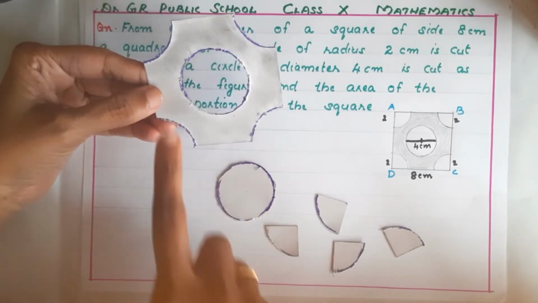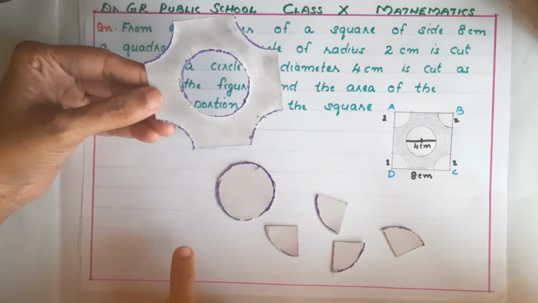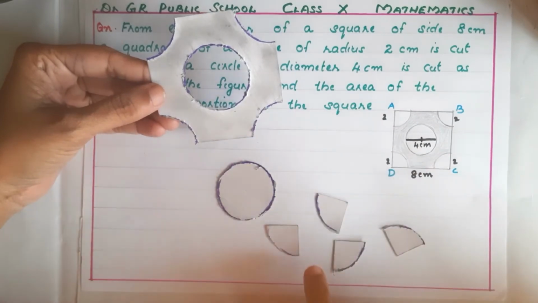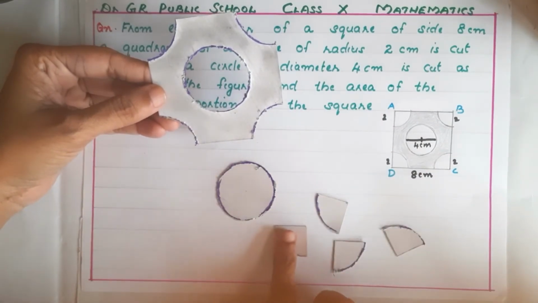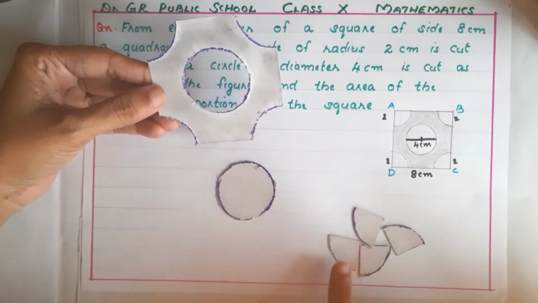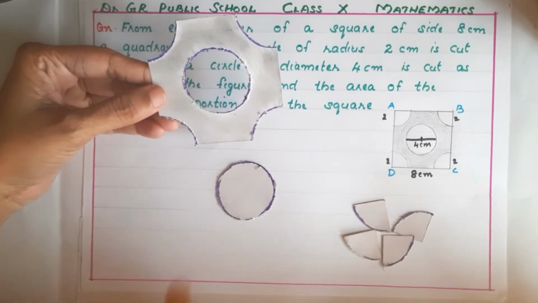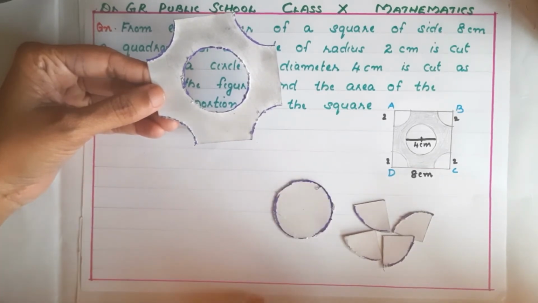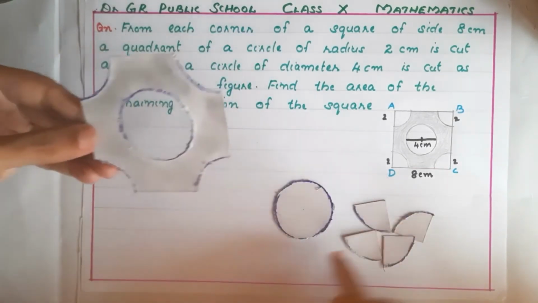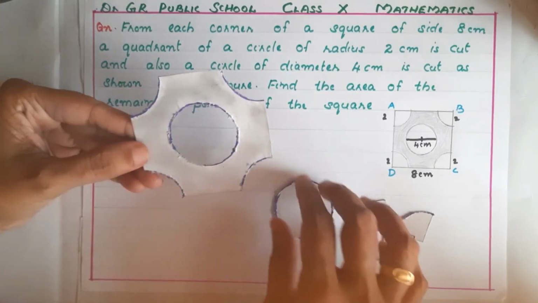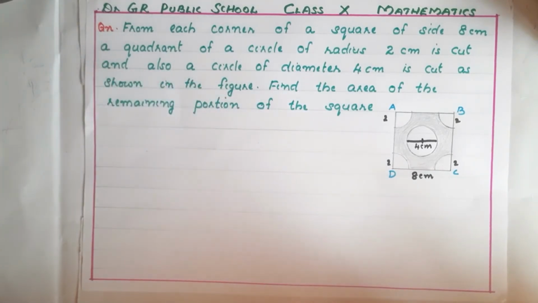So what is the area of this remaining region? Total area of the square minus the area. First we have taken 4 quadrants, the area of these 4 quadrants and the area of this circle. Okay. So did you understand how we get the area of the shaded region or remaining region? Now look at the figure.